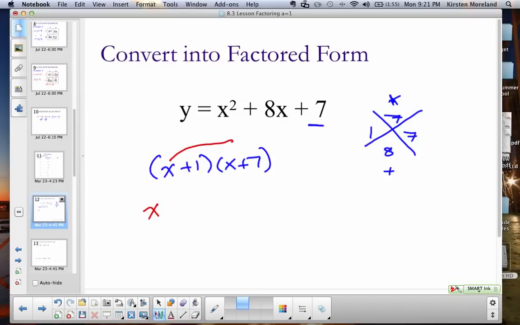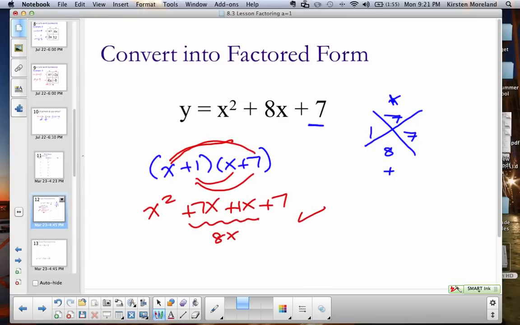FOIL method. So x times x is x squared, x times 7 is 7x, 1 times x is 1x, and 1 times 7 is 7. The two middle numbers add to 8x. So I checked my answer and I got it correct. So now you're going to really see how these diamond problems are going to help you out. So that's the easiest example of this to start.